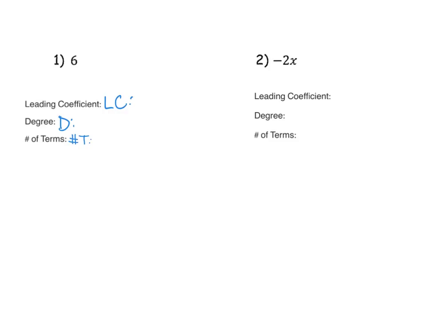Okay, so 6, it's just one thing. There is no x or y. There's no exponent. So I want to know, what's the leading coefficient? What's the number that's in front? This is not even a coefficient, you guys. What's this called when it's a number by itself? Constant. Constant. Degree, is it to the first power, second power, third power? First power. And how many terms do you see with 6? Just one.